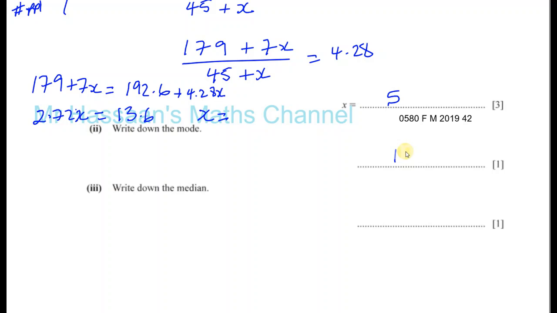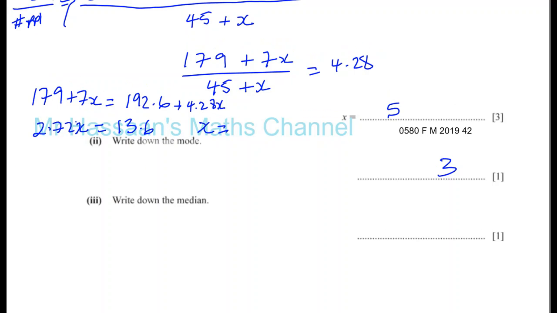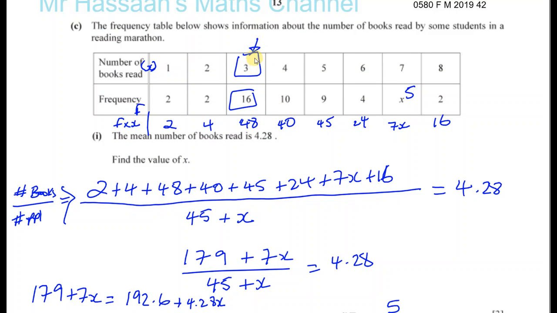16 is the frequency, the highest frequency. So 3 is what corresponds to the highest frequency. So the number of books that corresponds to the highest frequency is the mode. Then it says write down the median.